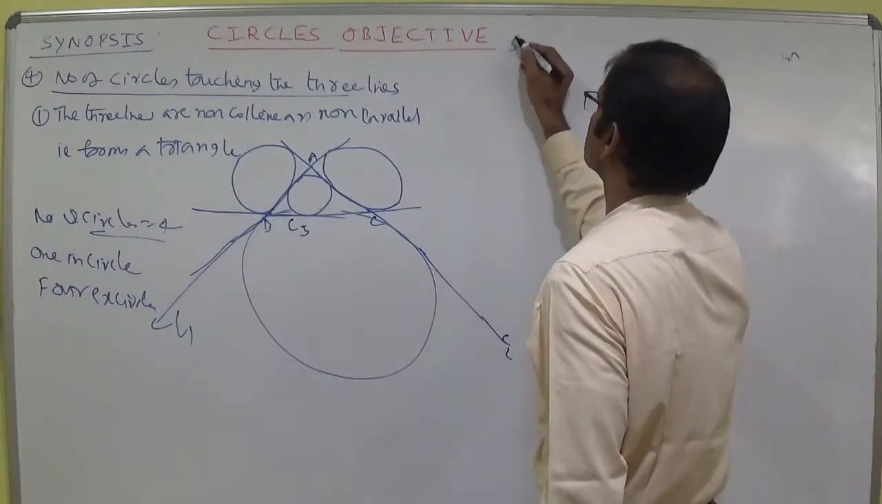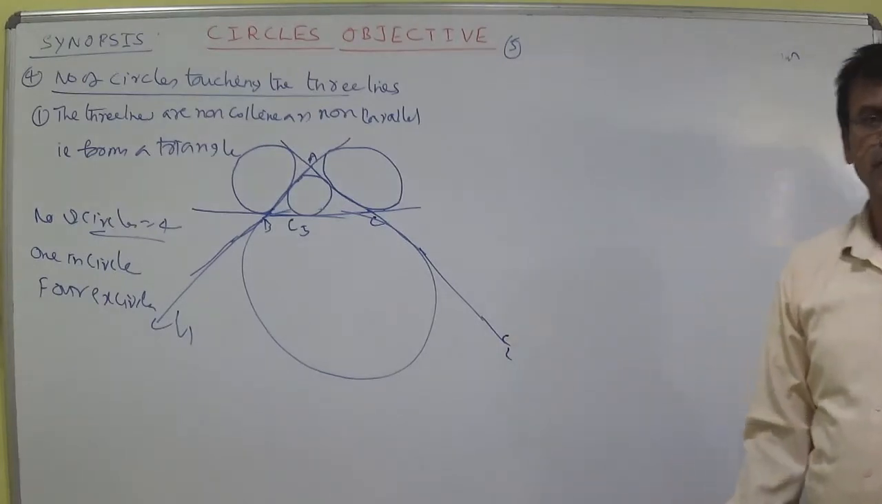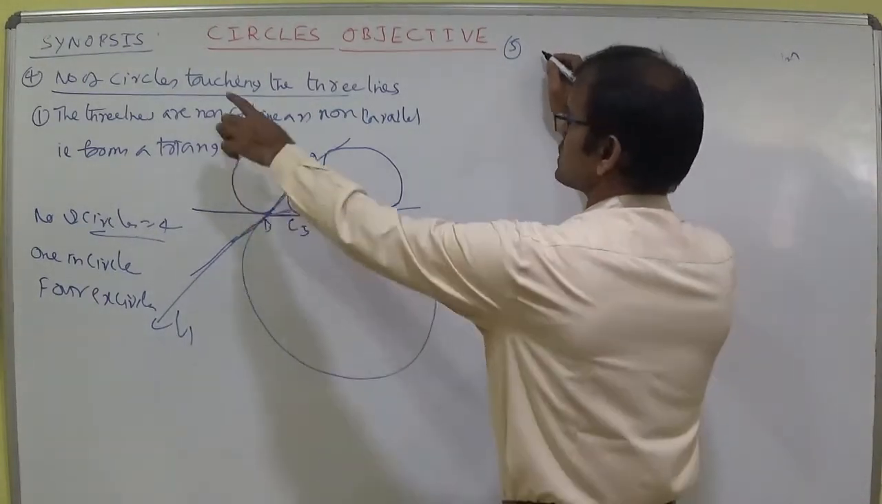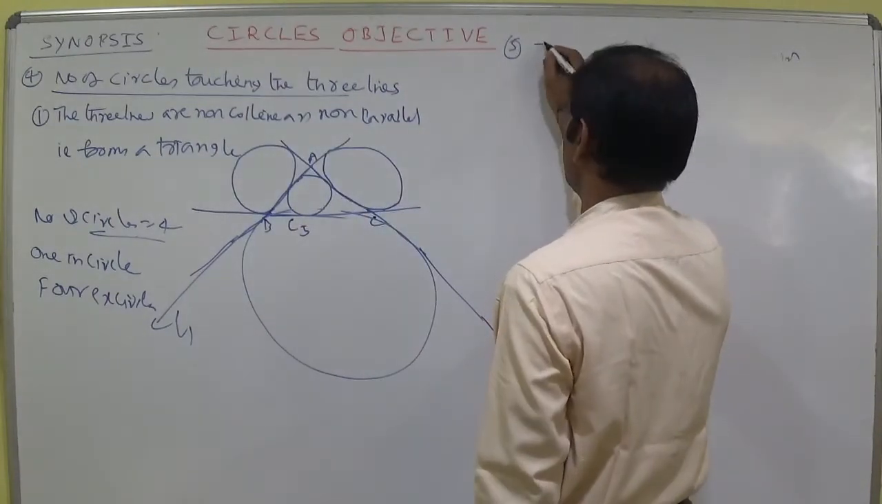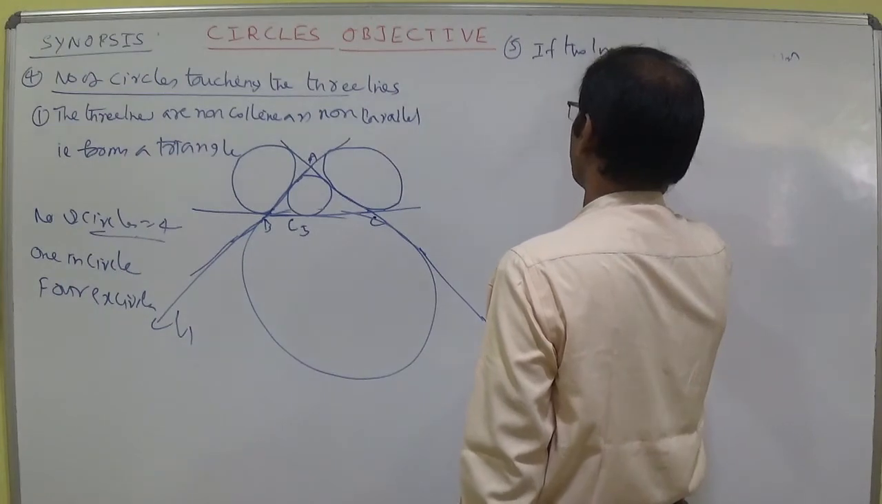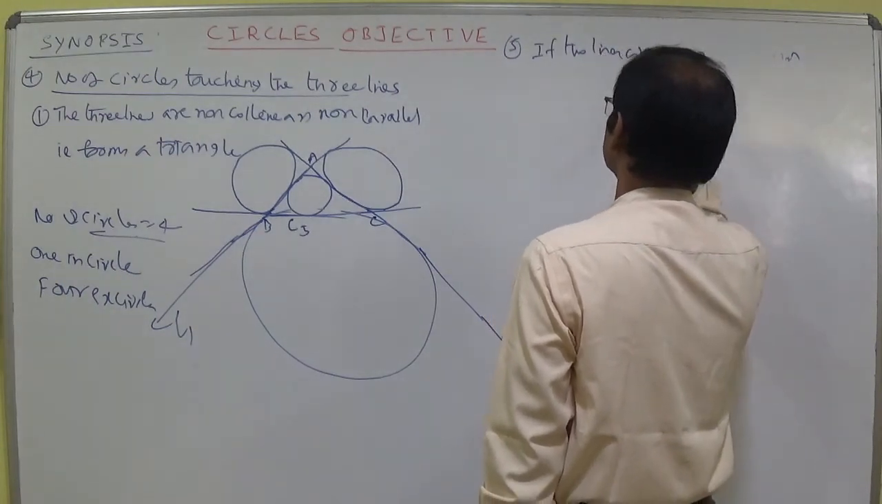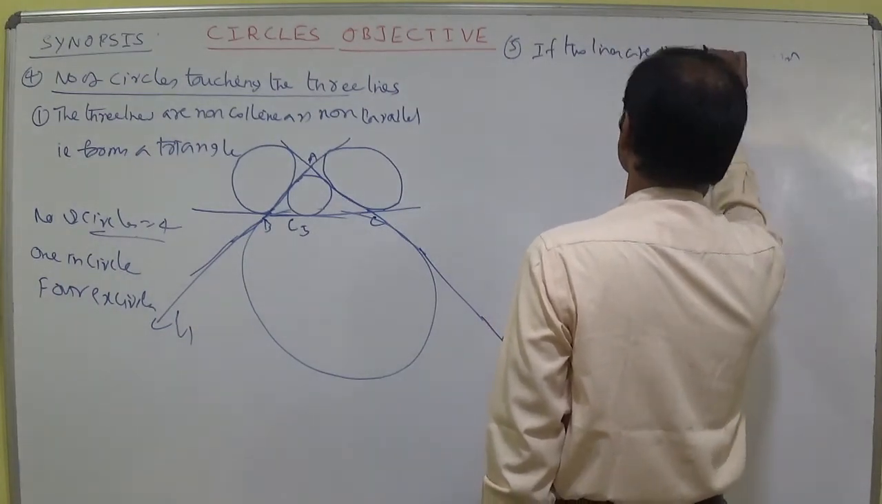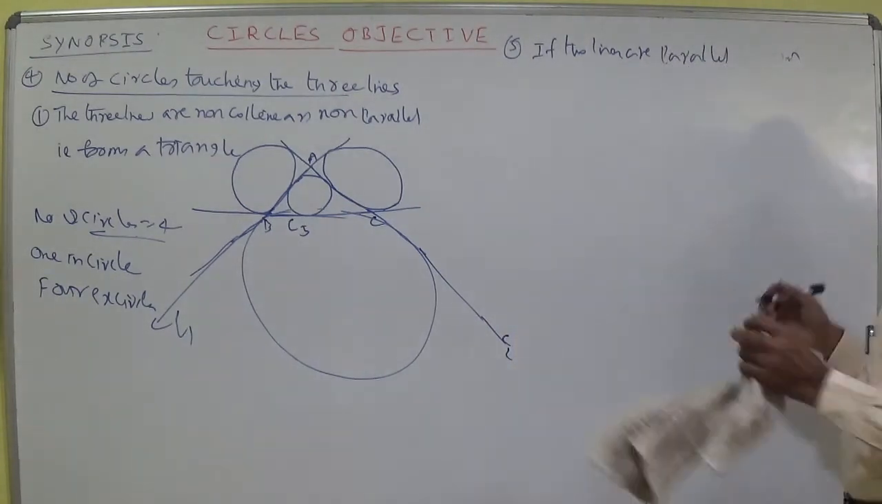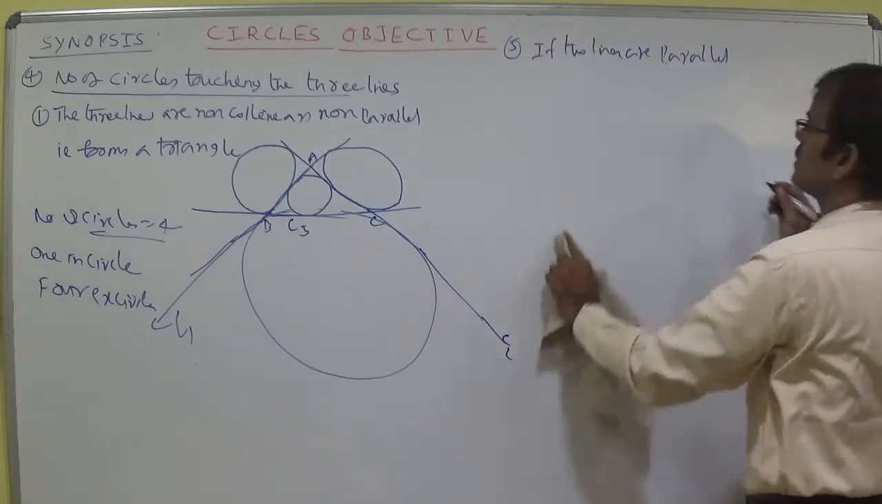So let us discuss now the fifth one. Among them, if two lines are parallel, the condition is the same: number of circles touching the three lines. Among the three lines, if two lines are parallel, that means another line is intersecting.